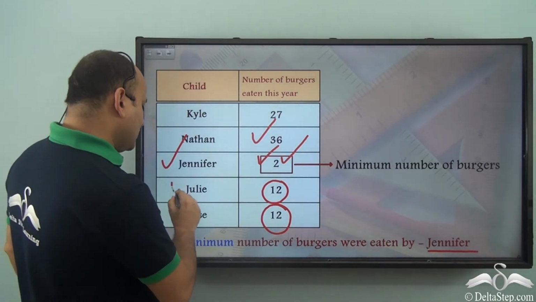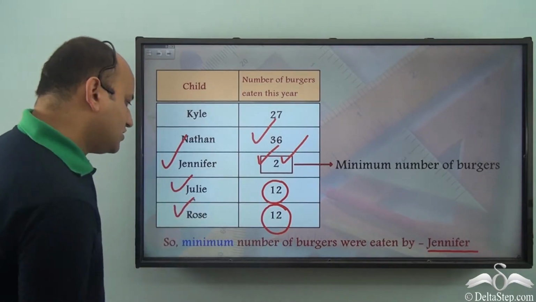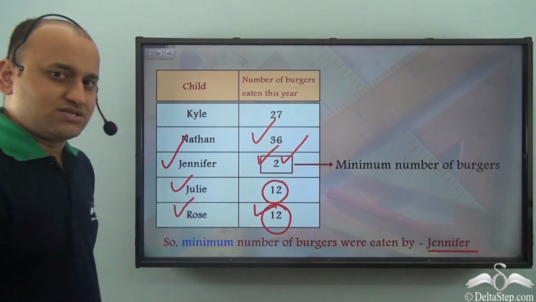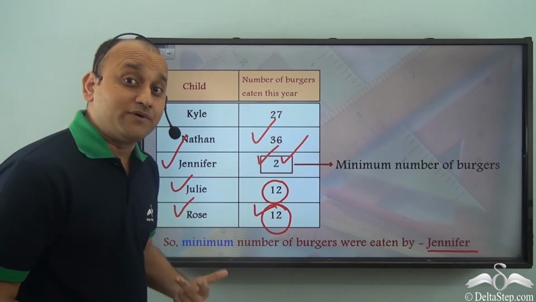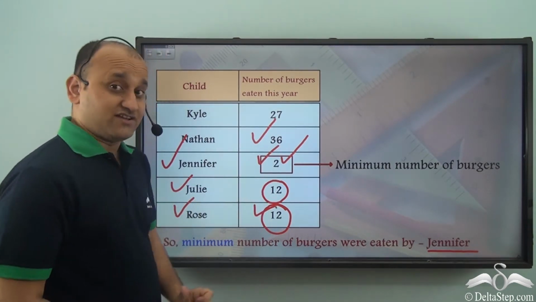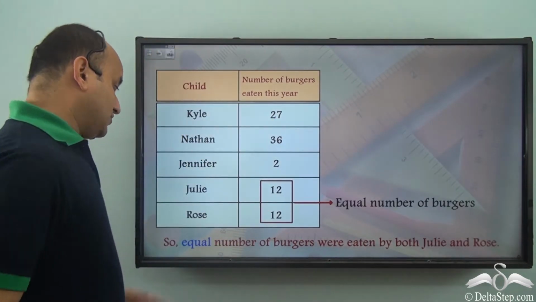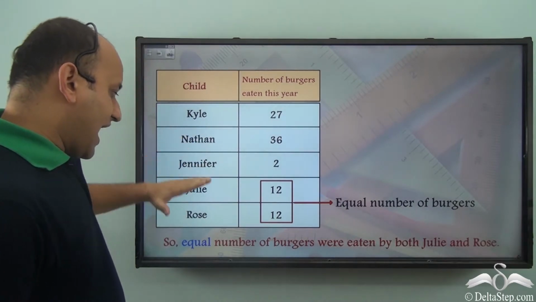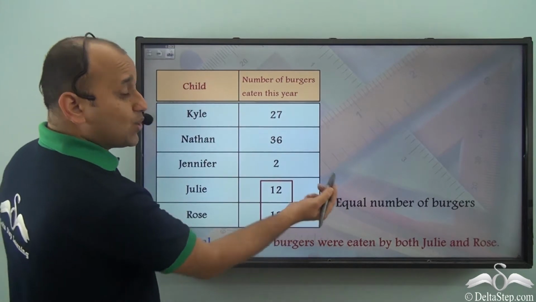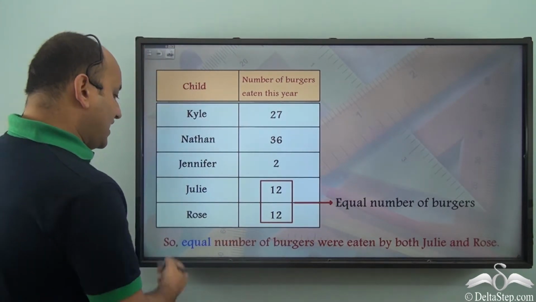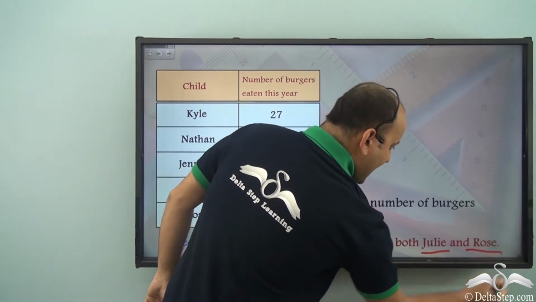That Julie had 12 burgers this year and Rose also had 12 burgers this year. So both of them had an equal number of burgers this year. So that's another piece of information which can be extracted from this data. So both Julie and Rose had 12 burgers each. That is an equal number of burgers. So an equal number of burgers were eaten by both Julie and Rose.